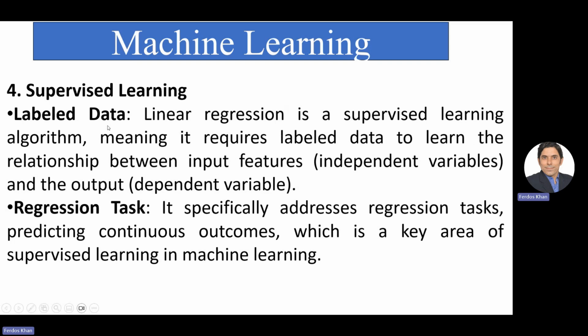Supervised learning approach. Labeled data. Linear regression is a supervised learning algorithm, meaning that it requires labeled data to learn the relationship between input features, independent variables, and output, the dependent variable. So in this case, you need an independent variable and you need a dependent variable. Independent variables are covariates.